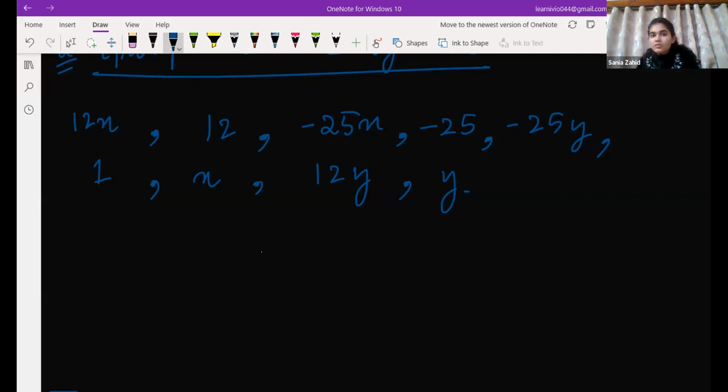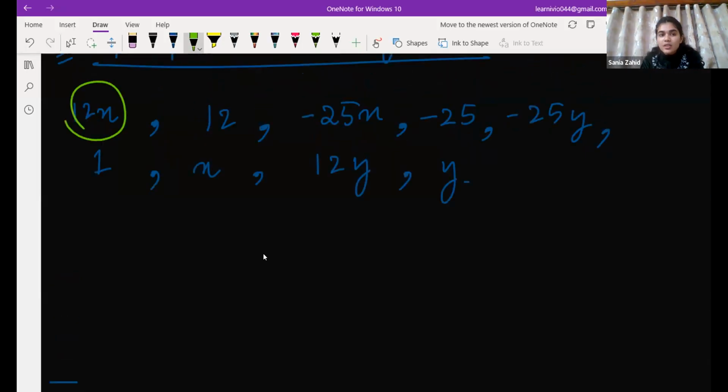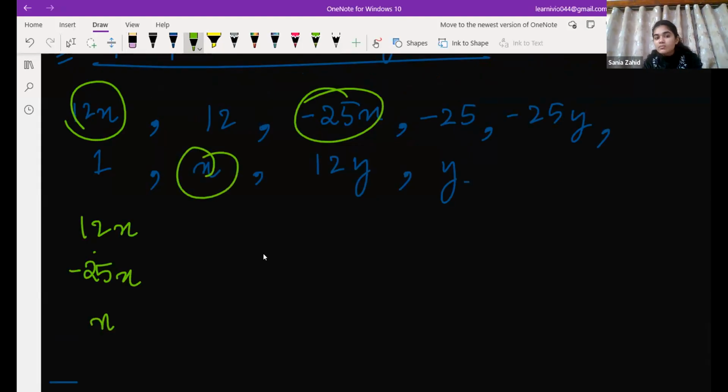Done. Very good. So what are the like terms? Tell me. First of all, I have 12x. So what terms are similar to 12x? Minus 25x. Yes. The term similar to 12x is minus 25x. So I'll make this one column: 12x, minus 25x. Okay, next, then again x.